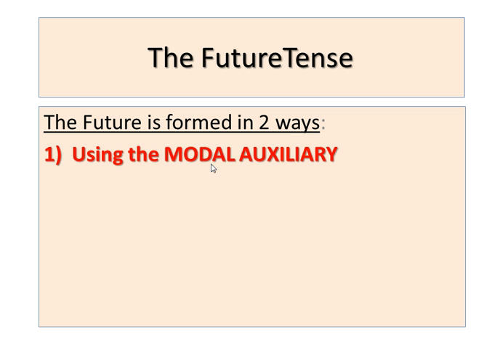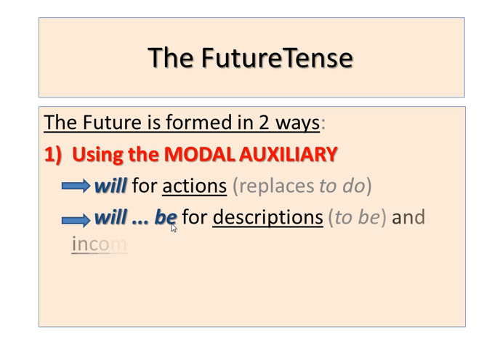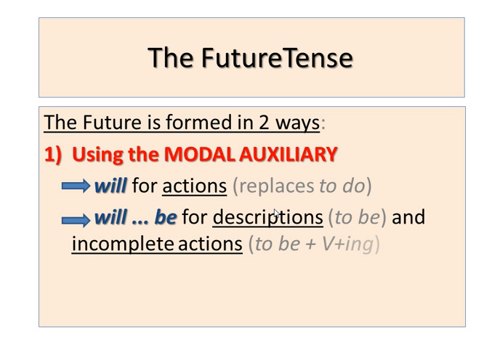One of them is to use a modal auxiliary, and the one that we like to use in English is the word will, which represents the verb do for actions. So we replace do with will whenever we're talking about a verb to indicate the future. And of course, if we're making a description, we're going to use will be. So he will be nice if it's not a verb. And also we will use will be for progressive tenses. So he will be talking in the future.